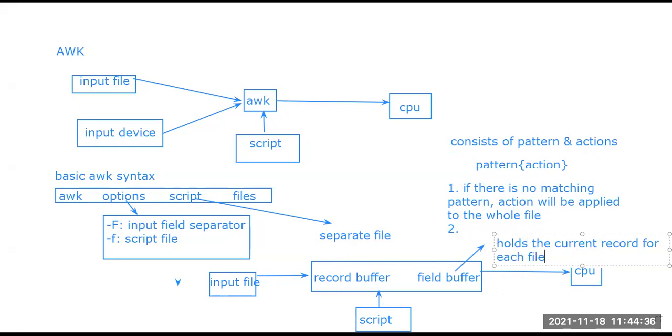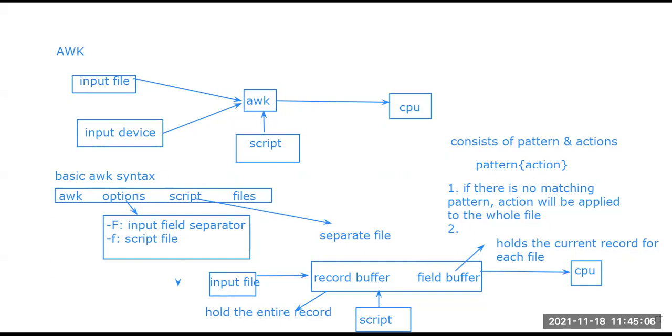And what is the record buffer? The record buffer holds the entire record. So the field buffer is working with holding particular field data, and the record buffer is holding the total entire record. This is the simplest buffering part for AWK.